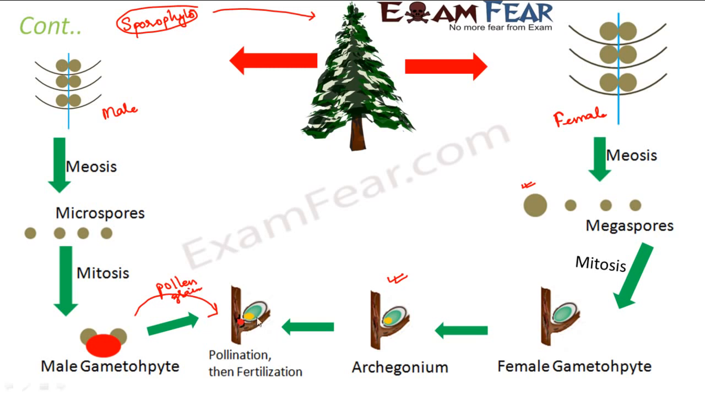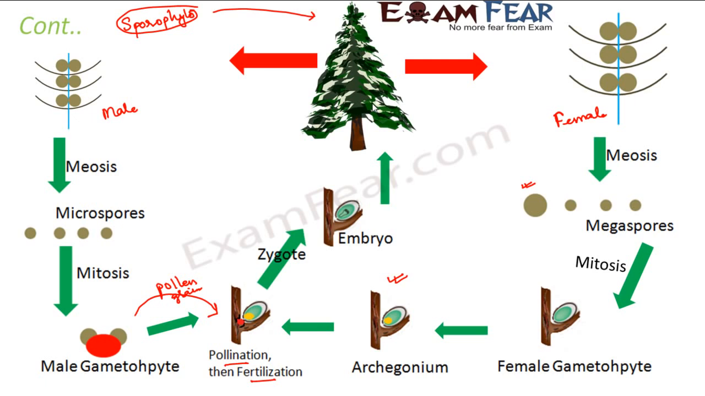So now fusion will take place. So first pollination will take place, that is the transfer of pollen grains to the female gametophyte. Then fertilization, that is fusion of the pollen grain with the egg. So this fusion will take place, and as a result, a zygote will be formed. Now this zygote will grow gradually to form the embryo, and this embryo will finally grow back again to form a mature sporophyte. So this is the life cycle of a gymnosperm.